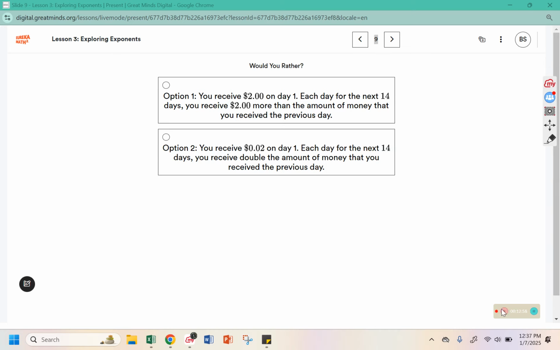So think about the way the money is growing before just making a quick decision. Even though you start with more money on day 1 in option 1, do you end with more money by day 15? Make a selection, and then we're going to look at the next couple of slides to see if you made the right choice.